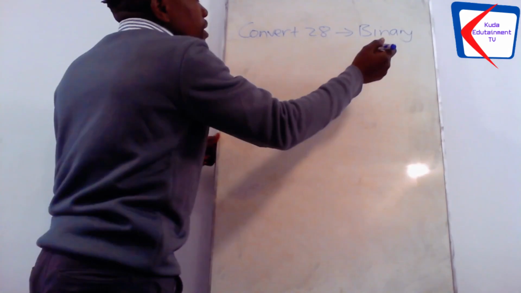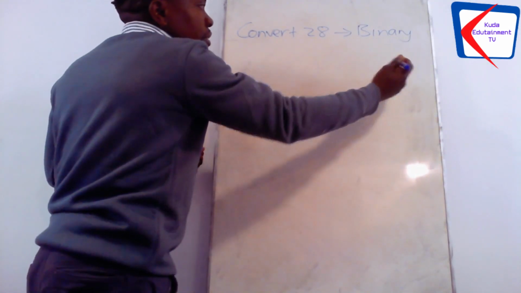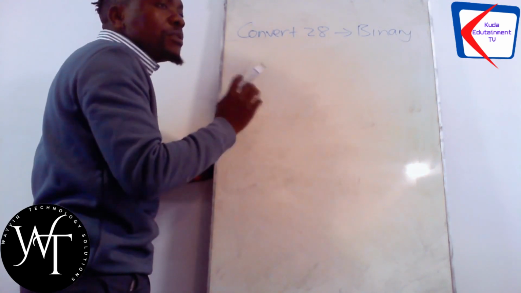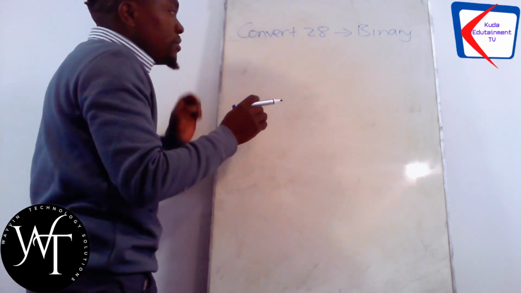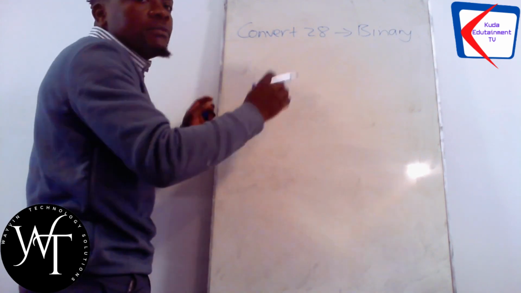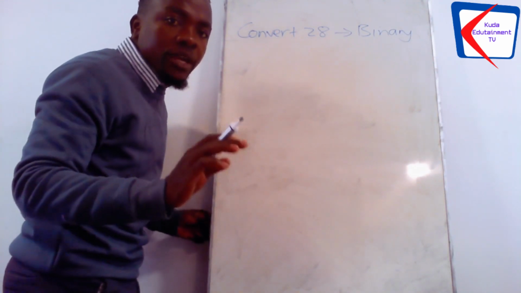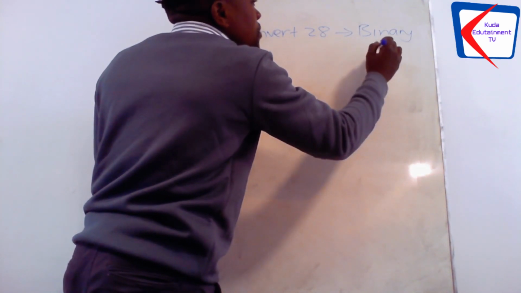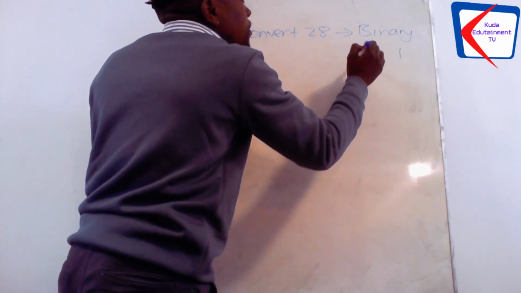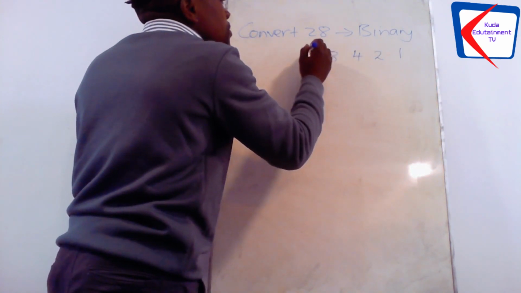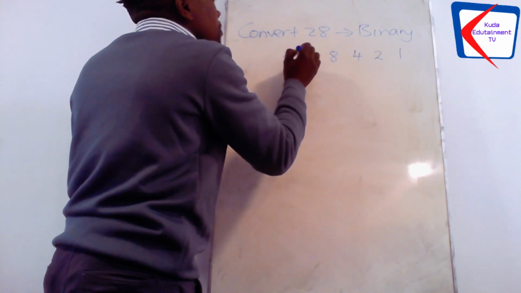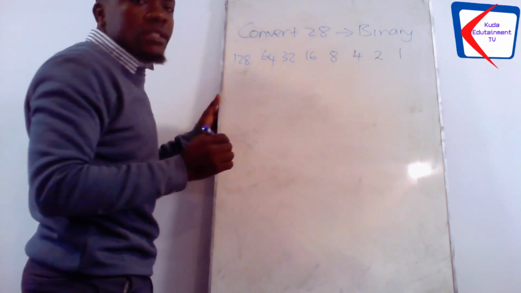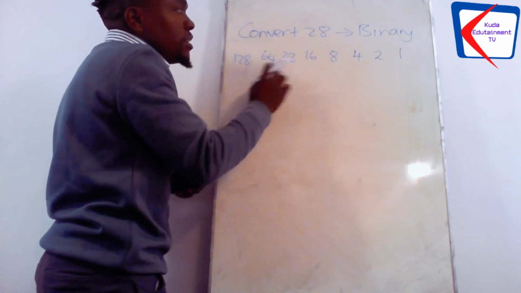You write these bits from right to left. If you are writing from right to left, you are simply multiplying the number by 2. But if you decide to write from left to right, you'll be dividing the number by 2. I encourage you to write from right to left. So the first one is 1. 1 times 2 is 2, 2 times 2 is 4, 4 times 2 is 8, 8 times 2 is 16, 16 times 2 is 32, 32 times 2 is 64, 64 times 2 is 128. Now we have our 8 binary units.